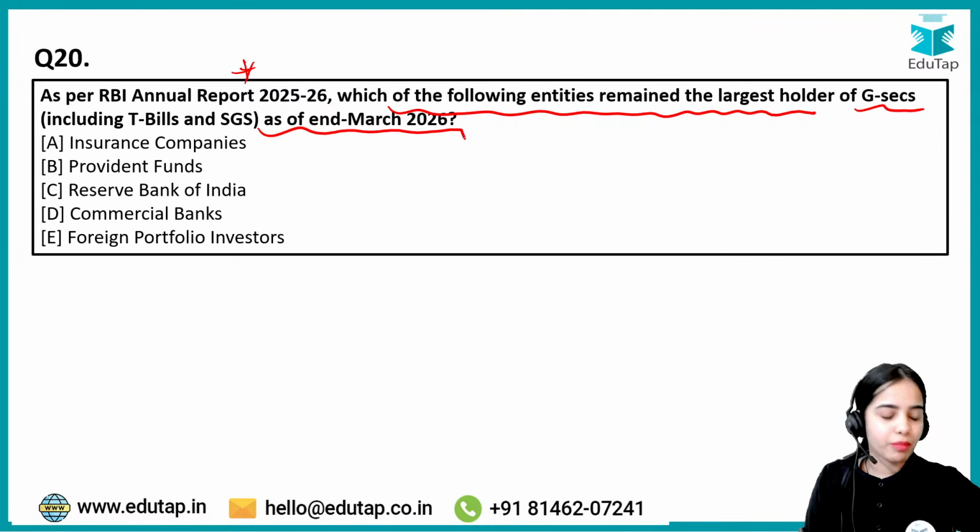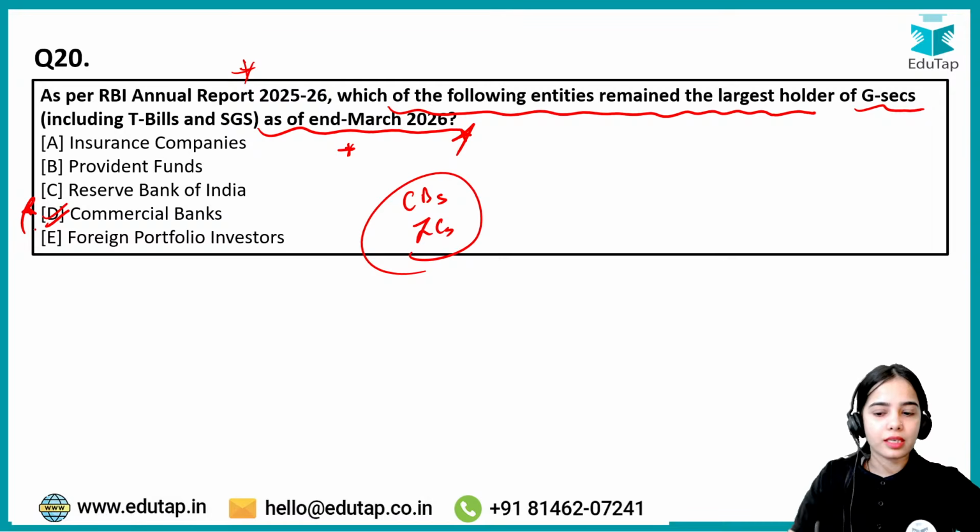Now, as per RBI Annual Report 2025-26, which of the following entities remain the largest holder of government securities as of end March 2026? Very good. Try to answer this now. It was commercial banks. After commercial banks, insurance companies and such. Okay? So commercial banks is the answer.